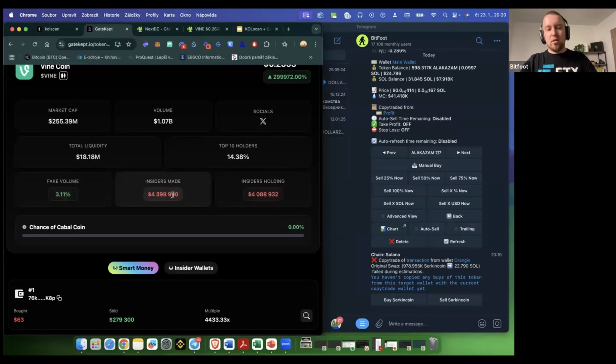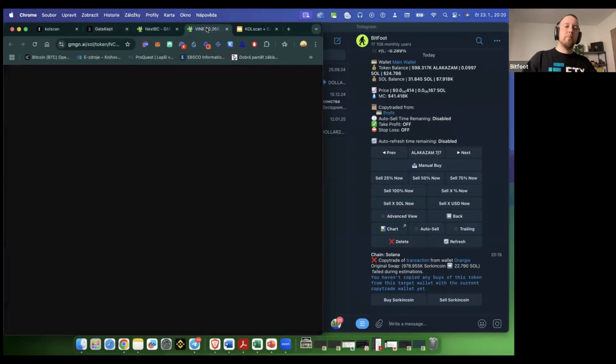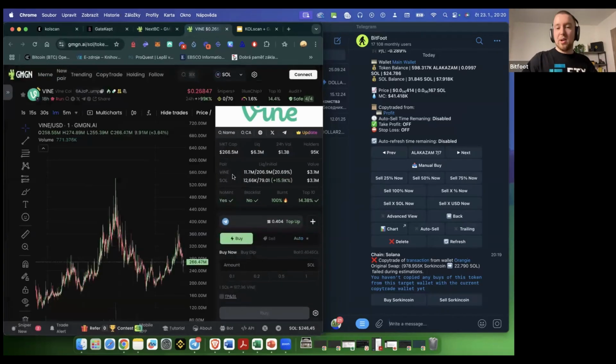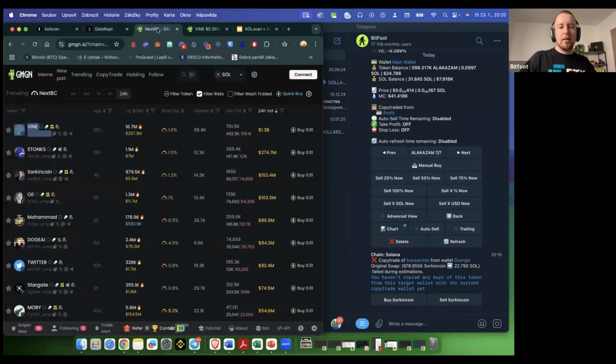Insiders made $4 million, and insiders are still holding $4 million. So this is something to be kind of aware of, simply because there's $3 million worth of Solana in the liquidity pool. So that's not a huge amount, right?